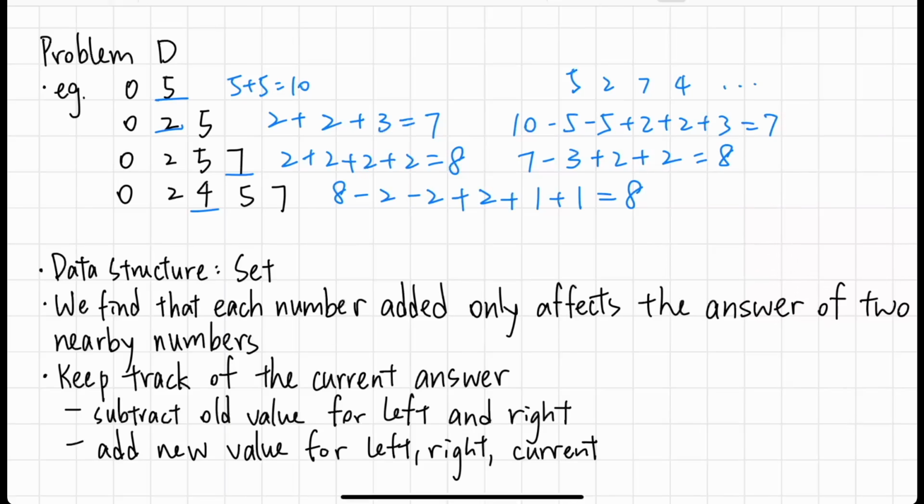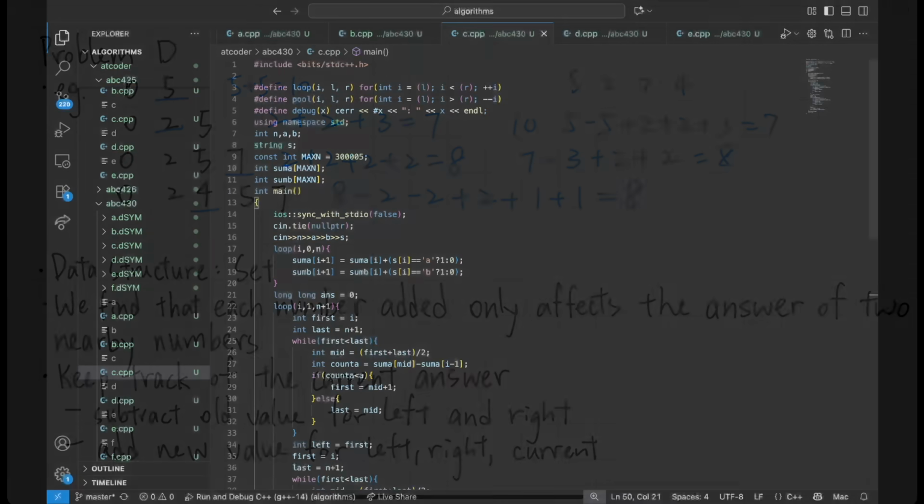Then we subtract the old answers for the left and right values. Then we add the new answer for the left, right, and current number that we added, as we did in the example. And to do this, we can use binary search to find the location where the number would be added. So we first don't add the number, then we use binary search to perform these calculations. And to do so, we can look directly at the code.